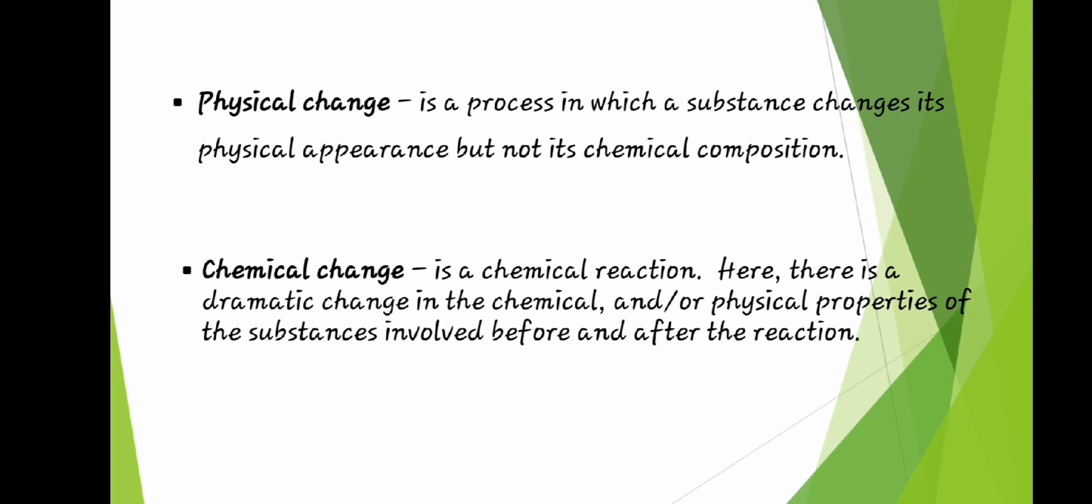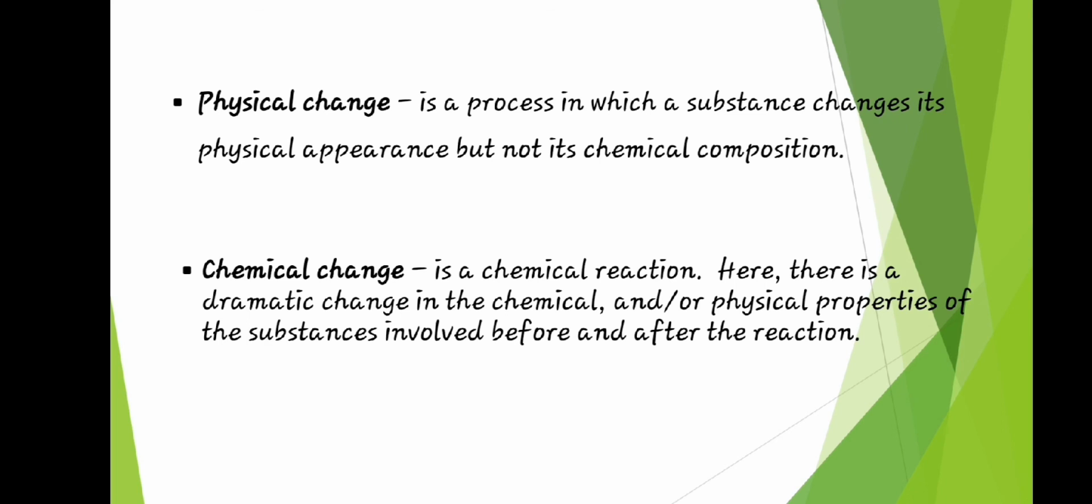So now let's define what is physical change. Physical change is a process in which a substance changes its physical appearance but not its chemical composition. Like I've said, how does physical change occur? When you cut a piece of paper into different sizes, you can describe it as a physical change. But if you burn the paper, the chemical composition can now be different. So you are now showing a chemical change.